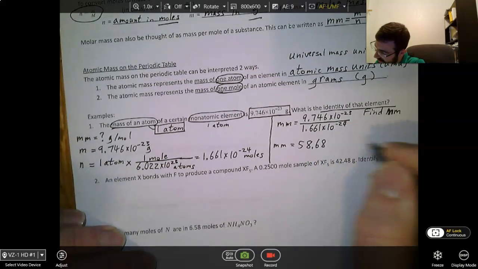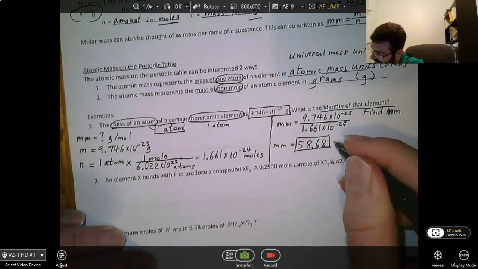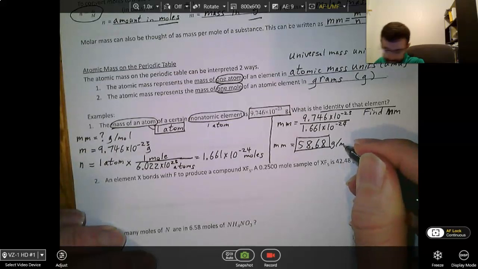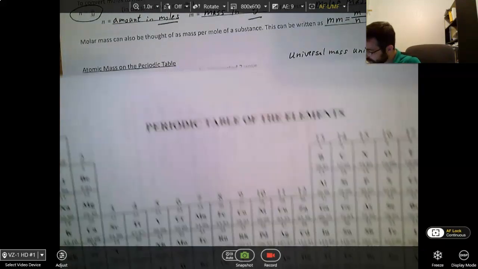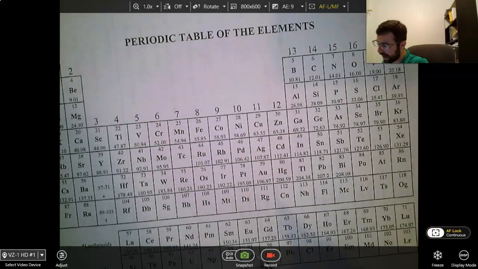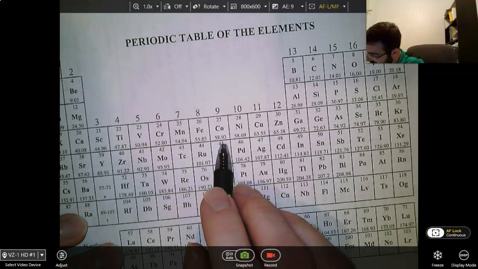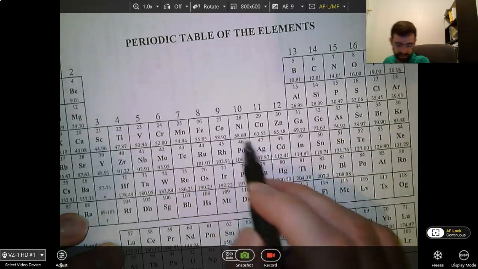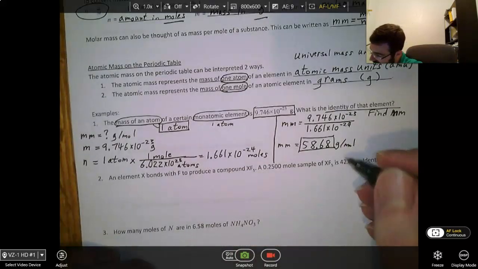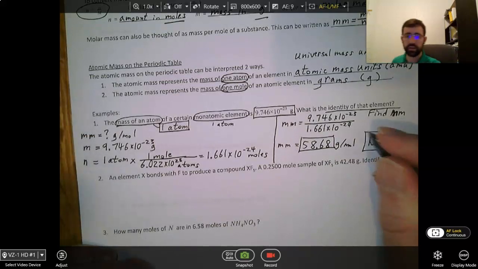And then it tells me to identify the element, so I need to take this molar mass, in grams per mole, 58.68. I want to find something with about that mass. So I see 58.9, and then I have 58.69. Looks like we have nickel. All right, let's do another one.